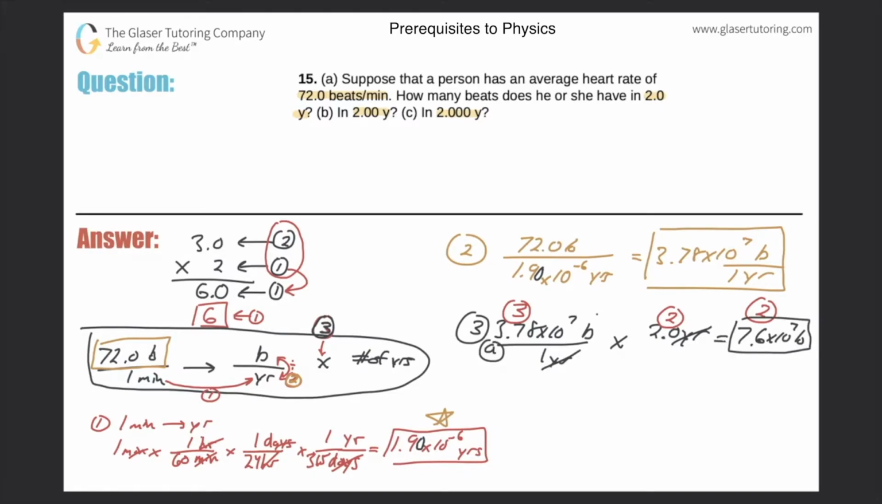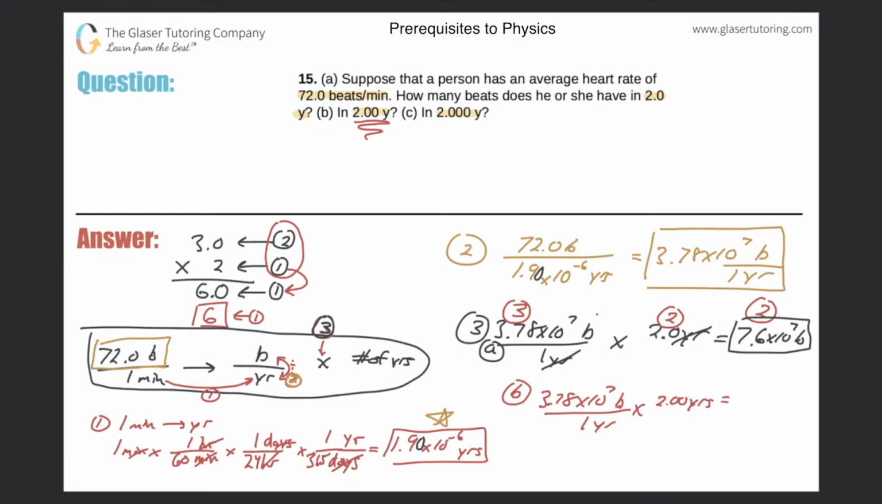Now for part B, right? For part B, the only difference is now, if you go back to the problem, they're now talking about 2.00 years. So we're even a little more accurate. So let's do the calculation here. So it'd be 3.78 times 10 to the 7 beats per 1 year. I'm going to multiply that now by 2.00 years.